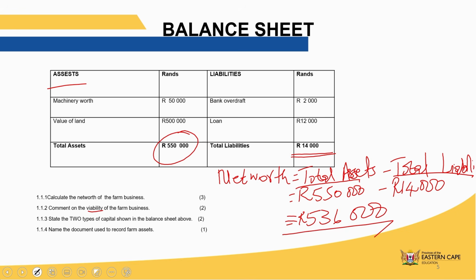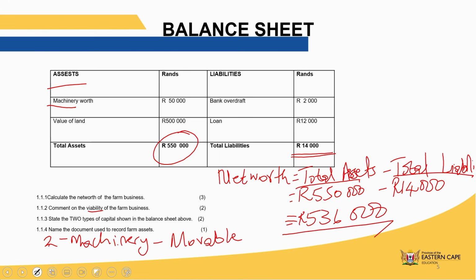And then the third question, state two types of capital shown in the balance sheet above. Remember, we have three types of capital. We have the fixed capital, we have the movable capital, and also we have the working or floating or production capital. But the examples of capital that you can see under this balance sheet is that we have the machinery, and machinery falls under the movable capital. So we have machinery, that is number two, which is the movable capital. We also have land.